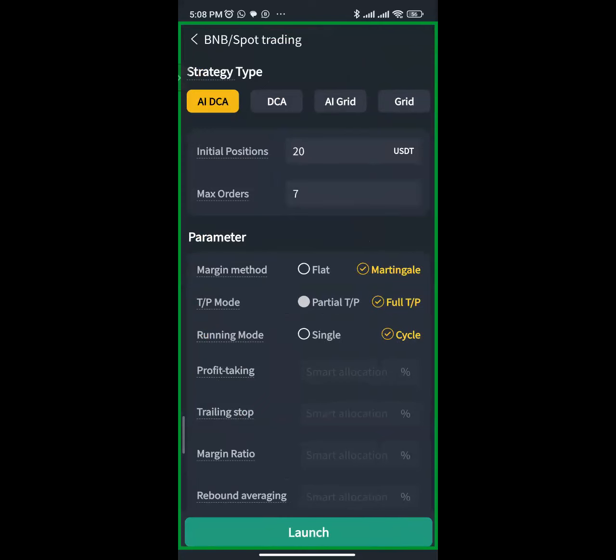So let's see how it plays out. So we have AI DCA, we have the AI grid. A lot of people are confused: which one do we use between the AI DCA and the AI grid? Now, these two are very wonderful, but not every coin goes on the AI DCA and AI grid. I want to make you understand.